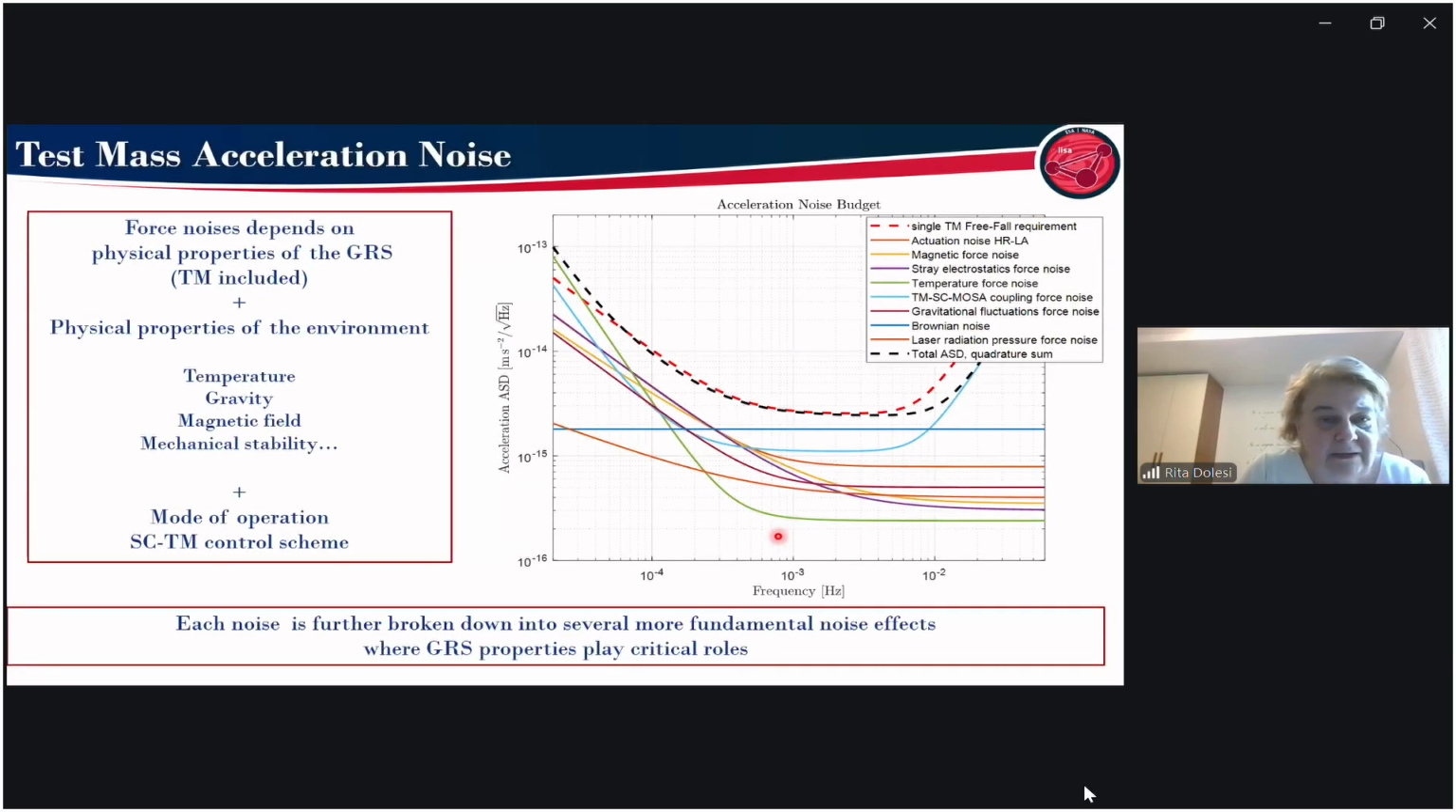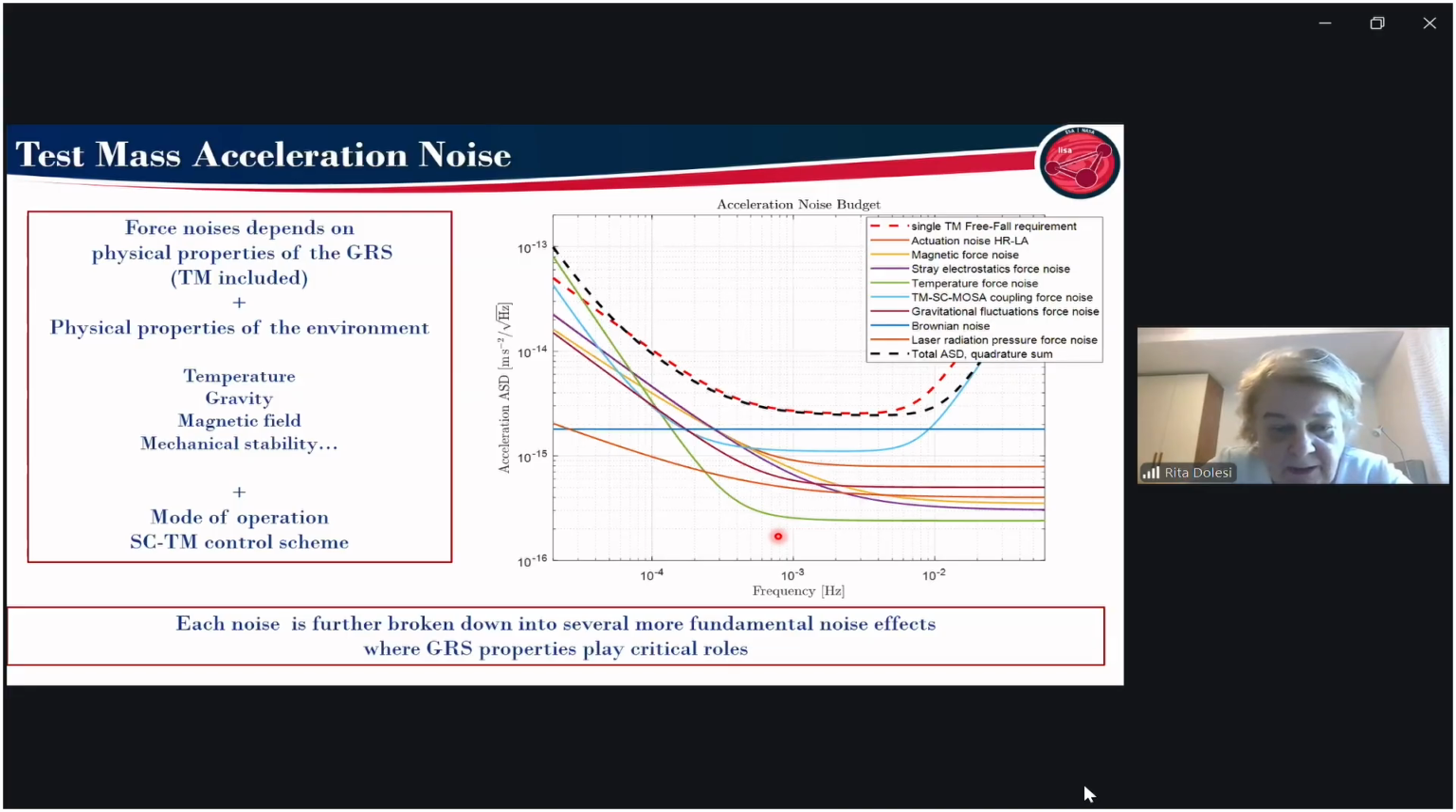But back to the test mass acceleration noise. So, which are the forces and the mechanisms that disturb the free falling of these test masses? There are many mechanisms. First, those forces depend on the physical properties of the sensor, the test mass included, of course, but it depends also on the physical properties of the environment, like temperature, gravity, magnetic field, mechanical stability. And in addition, it also depends on the mode of operation and on the spacecraft control scheme.